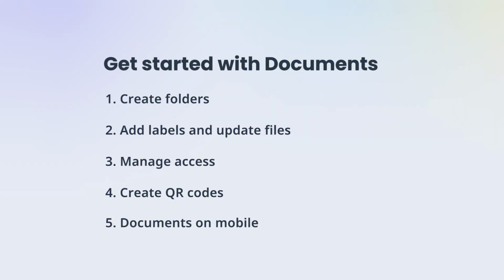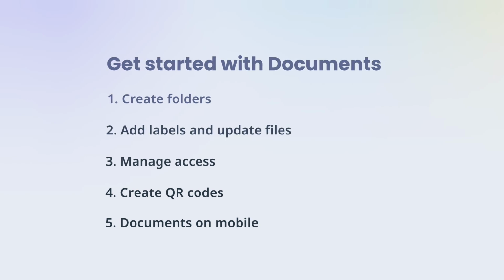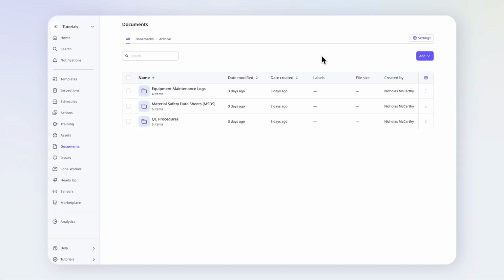In this tutorial, we'll cover creating folders to organize your files, adding labels and updating file versions, managing folder and file access, creating QR codes for quick document lookup, and using Documents on the mobile app. Here's how it works. Go to Documents.